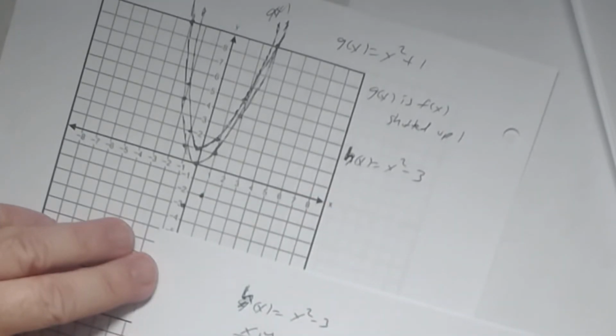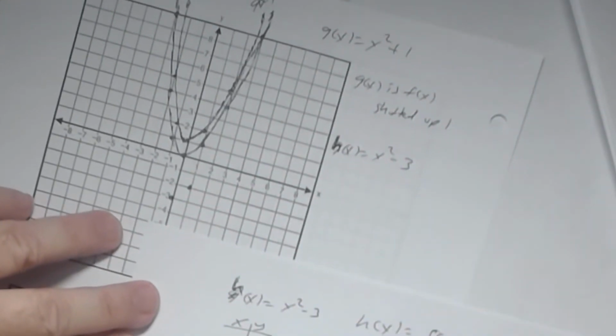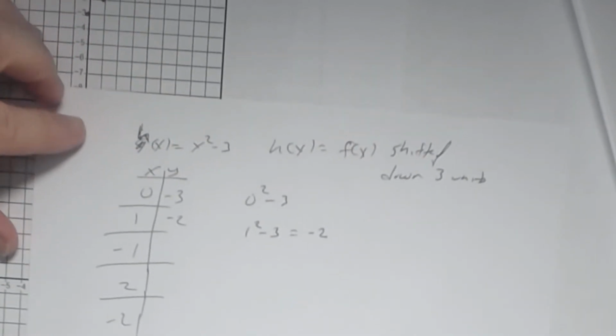And you keep on doing this. But do you have to do all that I'm doing? No. You just use the fact that you know the parent function and subtract 3 from it. That h of x is f of x shifted down 3 units. That's all it is. Shifted down 3 units.